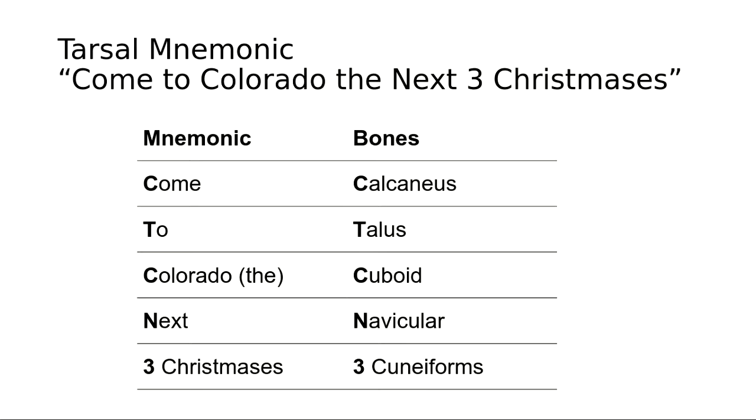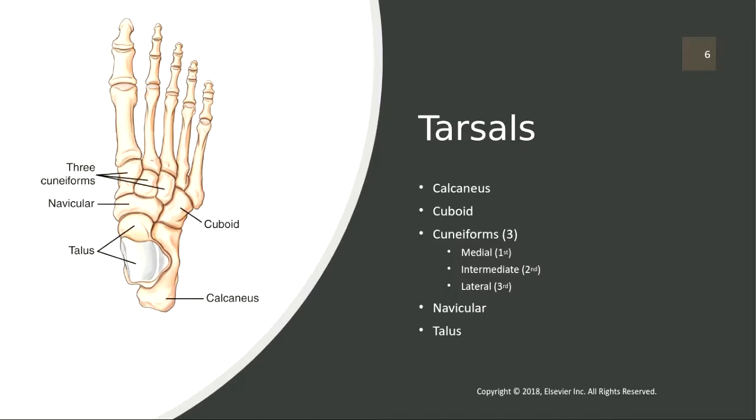The mnemonic we usually use is "Come to Colorado, next 3 Christmases." So come to Colorado, you've got calcaneus, 2 for talus, Colorado is cuboid, next is navicular, and 3 Christmases refers to the 3 cuneiforms. So come to Colorado, next 3 Christmases, and that correlates to the 7 tarsal bones right here.